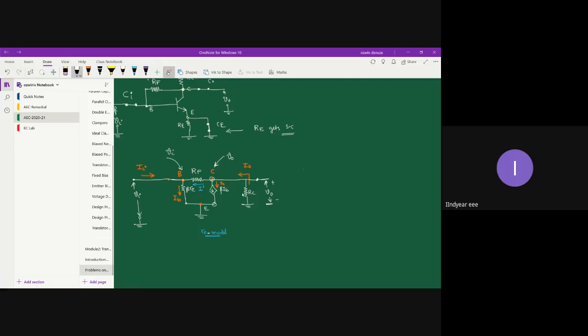So let's continue now. We will mark the performance parameters. On the input side, when you look into the network, you get to see Zi. On the output side, when you look into the network, you are going to have Z naught. And Ai and Av can be computed accordingly. So we will try to find Zi first, the input impedance.